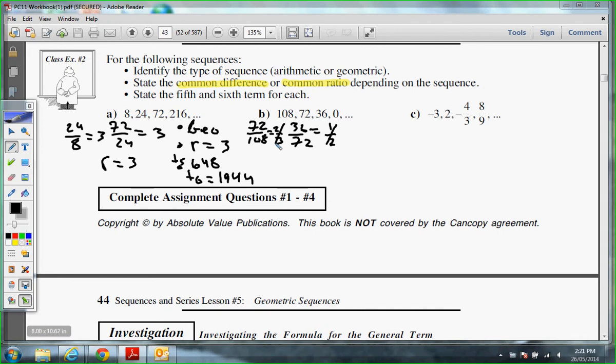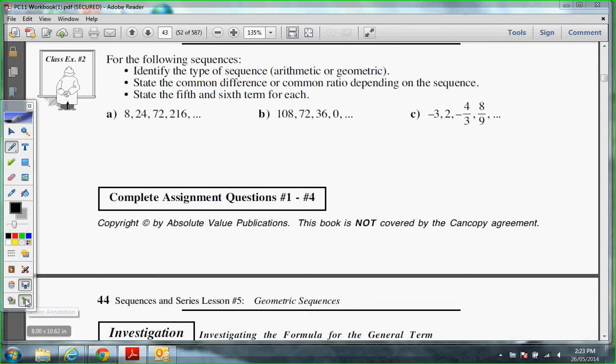And in this case it is arithmetic. It's going down by 36. So the common difference is negative 36. My T5 is negative 36, and my T6 is negative 72. Okay, I'm going to clean my writing here a little bit. I'm going to go ahead and erase this so I can have a little more room for C.